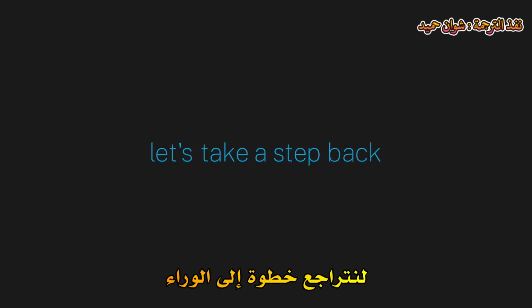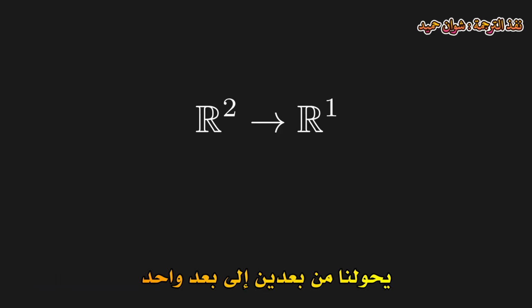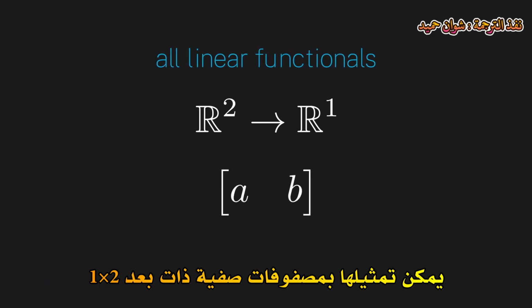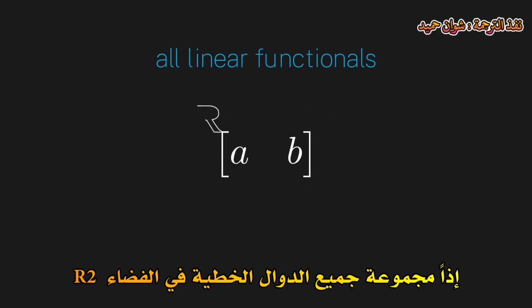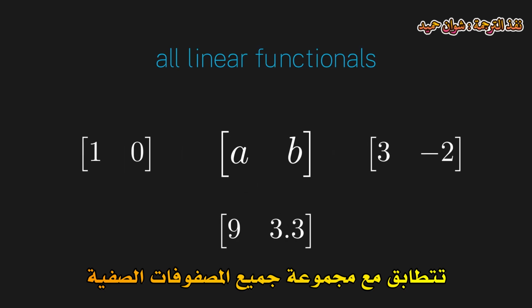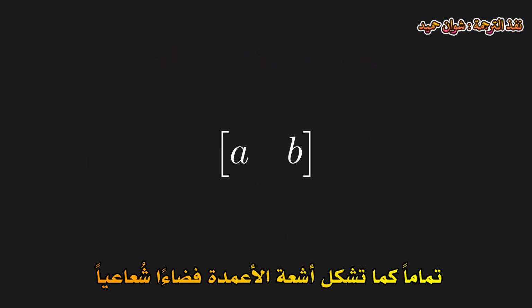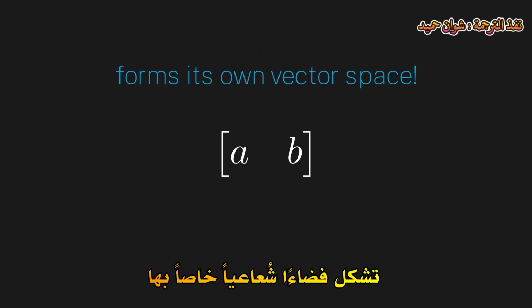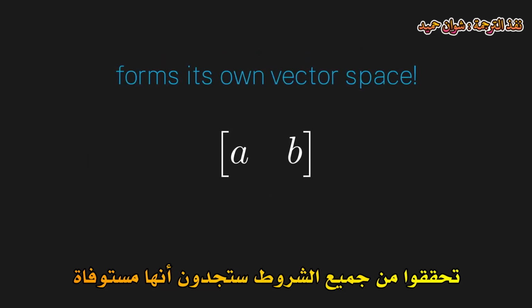Now, let's take a step back. Remember that in R2, a linear functional is a linear map that takes us from 2 dimensions to 1 dimension. By definition, this means that all linear functionals in R2 are represented by 1×2 row matrices. So the set of all linear functionals in R2 consists of the set of all row matrices. Much like column vectors, this set of all row matrices actually forms its own vector space. Seriously, check all the conditions, they work.